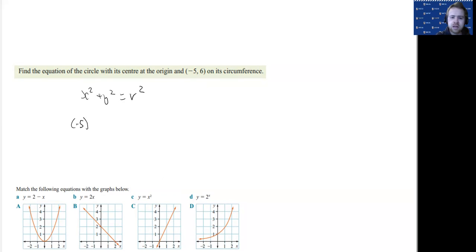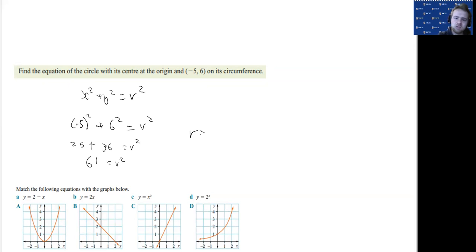Okay, make sure you put brackets around the negative. Plus y squared equals r squared. And all we need to do then is solve this equation to be able to find what r is. So minus 5 squared is going to be 25. 6 squared is 36. Okay, that equals r squared. Add those together, you get 61 equals r squared.